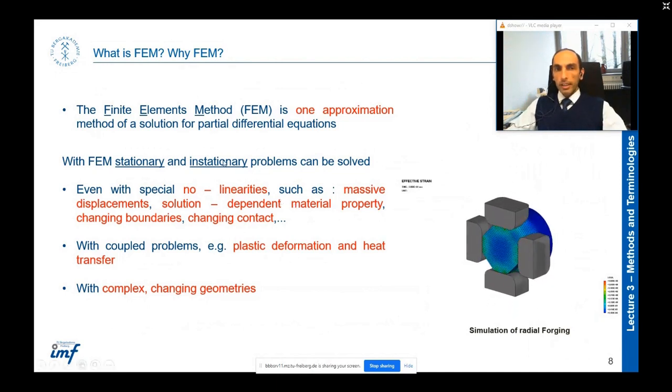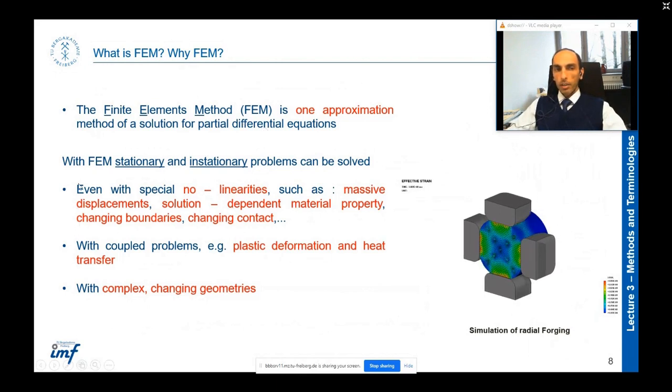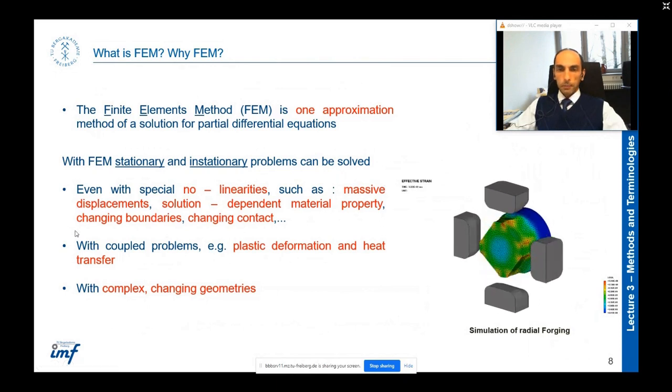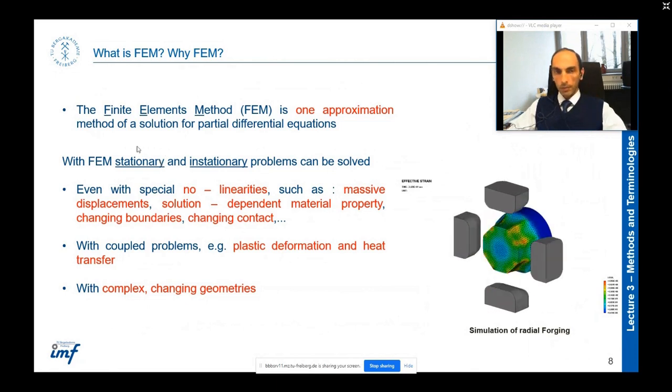So you can see how FEM can help us in solving our problem, especially when the problem contains many nonlinearities. Of course, as I said, in all physical cases we have nonlinearity in behavior and in other aspects as well.